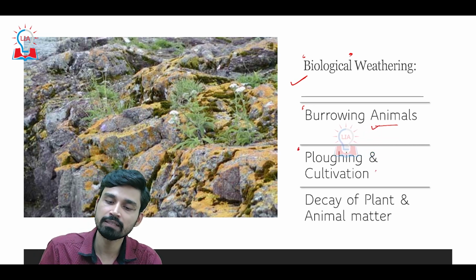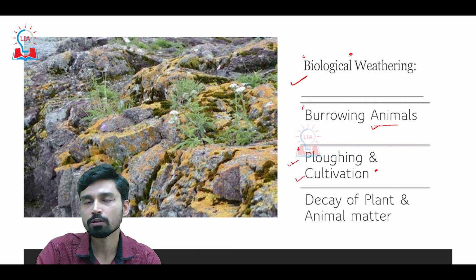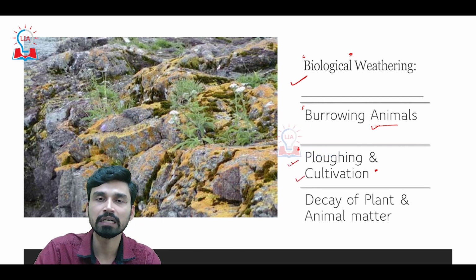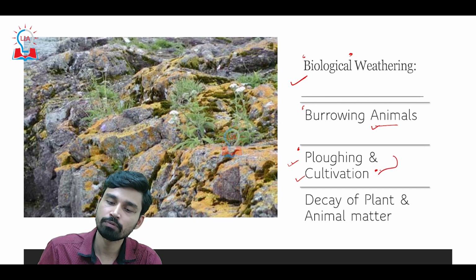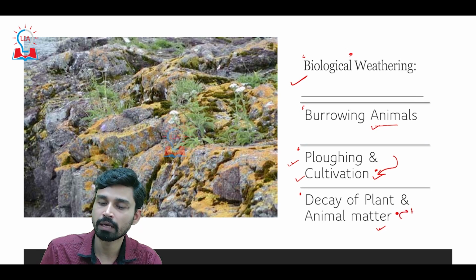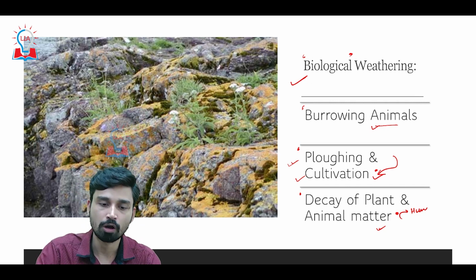Also, human intervention in the form of plowing and cultivation also causes weathering, because during plowing and cultivation, a lot of different layers of earth in the upper surface get mixed up, and thus different types of chemicals act on them. On the other hand, decay of plant and animal matter can also cause production of acids such as humic acids, weak organic acids that can further cause weathering of the rock structure.